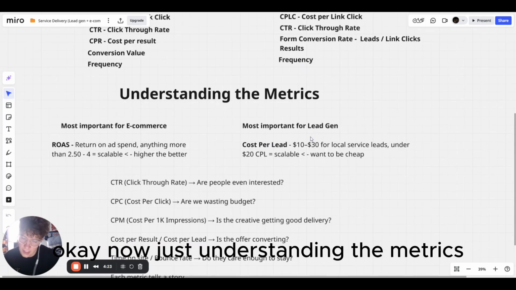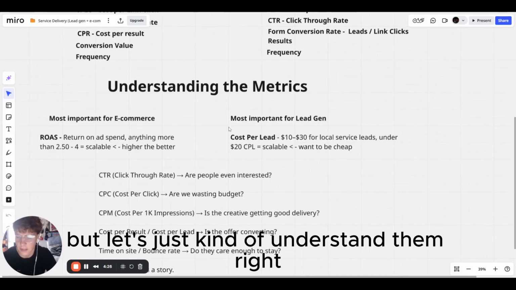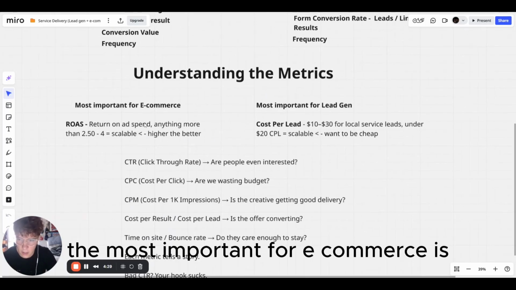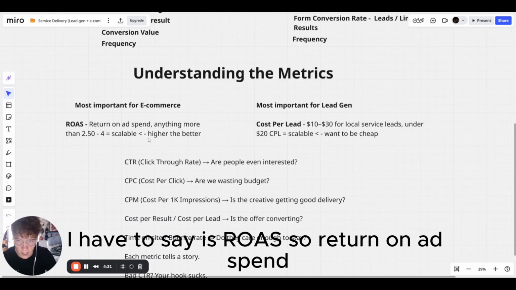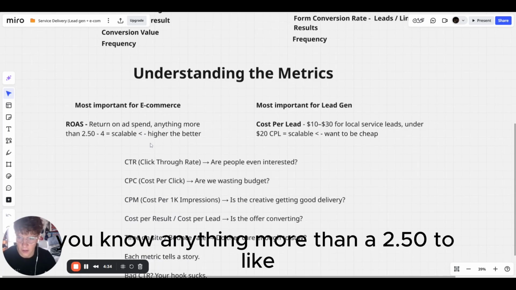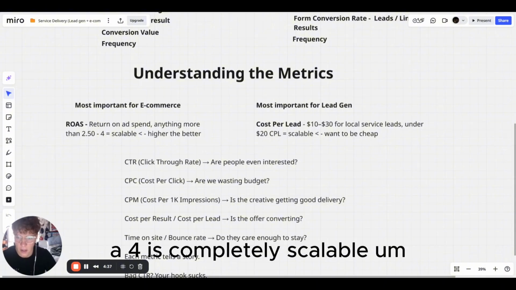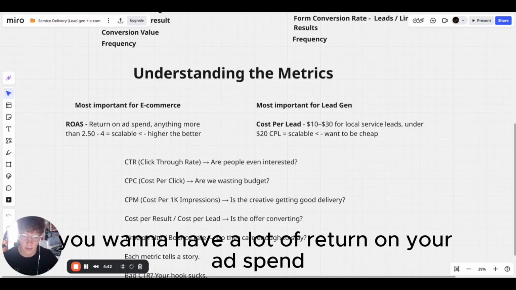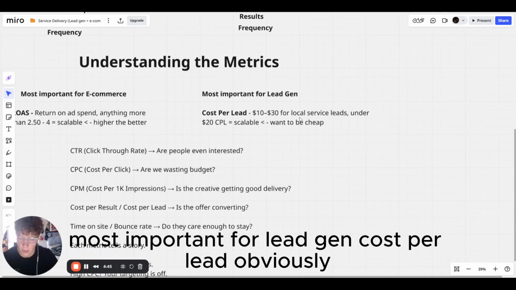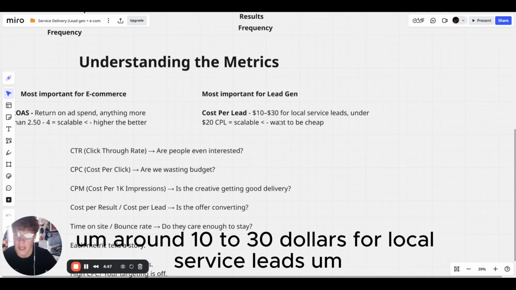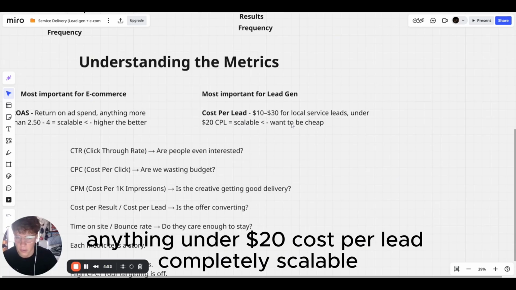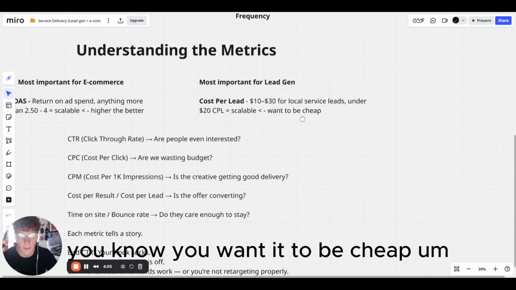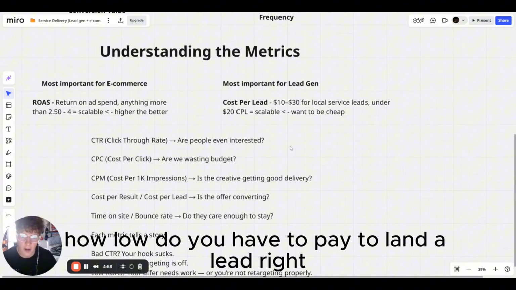Okay, now just understanding the metrics. We went through everything, but let's understand them. The most important for e-commerce is ROAS, return on ad spend. Anything more than a 2.50 to a 4 is completely scalable. The higher the better. You want to have a lot of return on your ad spend. Most important for lead gen is cost per lead. Around $10 to $30 for local service leads. Anything under $20 cost per lead is completely scalable. You want it to be cheap. The cheaper, the better. How low do you have to pay to land a lead?